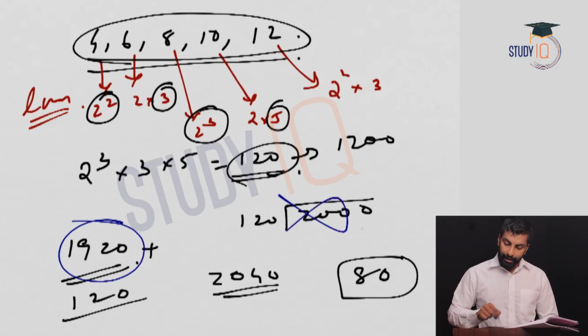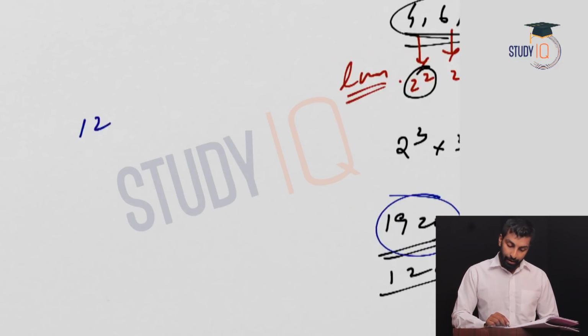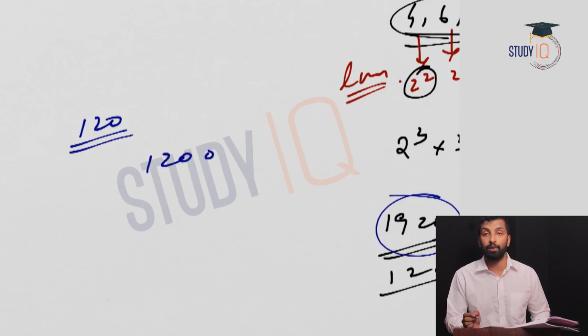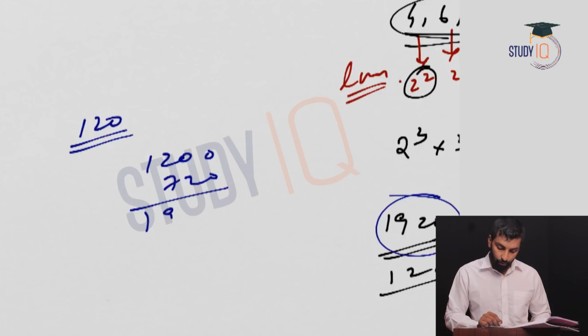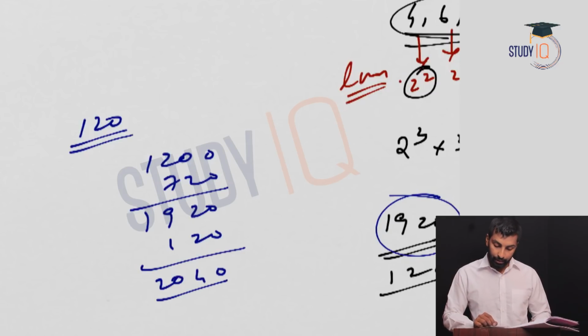So rather than dividing, how will you find it? 120 is the lowest number. So 120 is there means 1200 will be there. Then 720 is a multiple of 120. So you add 720, you will get 1920. If you add 120, this will cross 2000, so this can't be your answer. So 1920 is your answer.